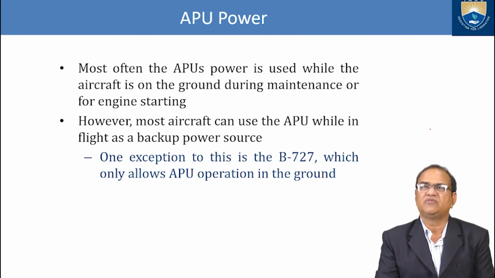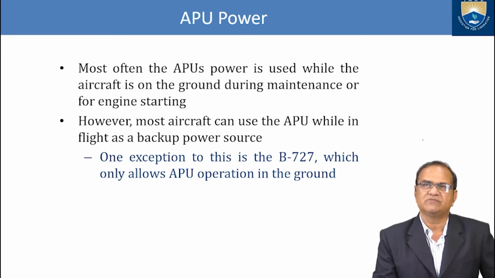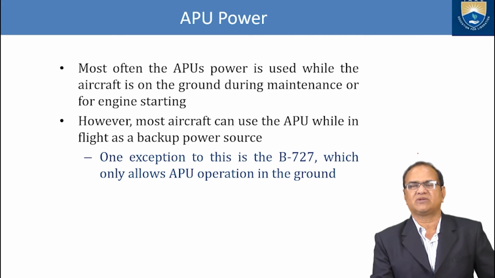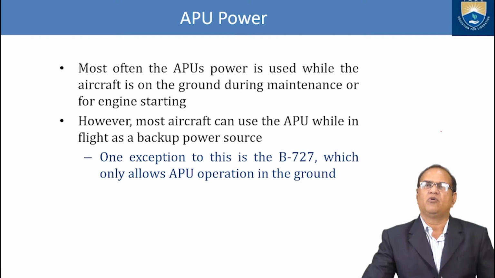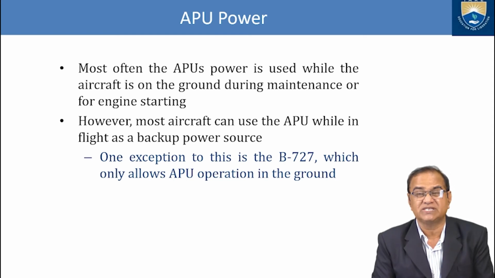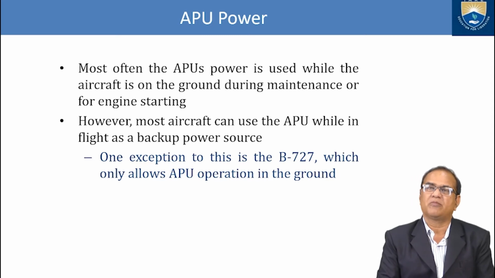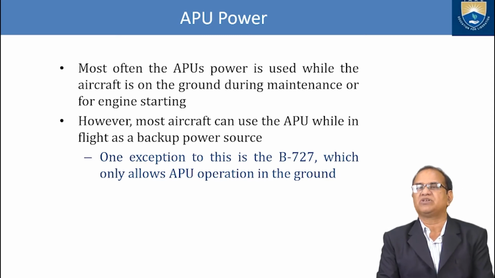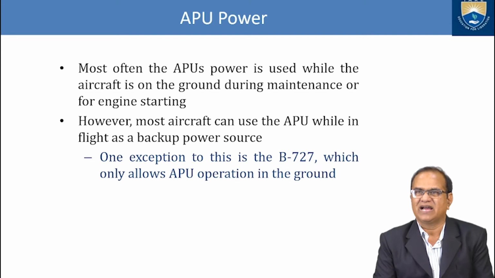Also on the ground, if you want to do some maintenance, servicing or testing of the aircraft systems, we start the auxiliary power unit, because it is very small and its fuel consumption is very low compared to the gas turbine main engine. However, most aircraft can use the APU in flight as a backup power source, so it can also be used as an emergency power supply. If your main generator fails, the APU can be started and power supplied.